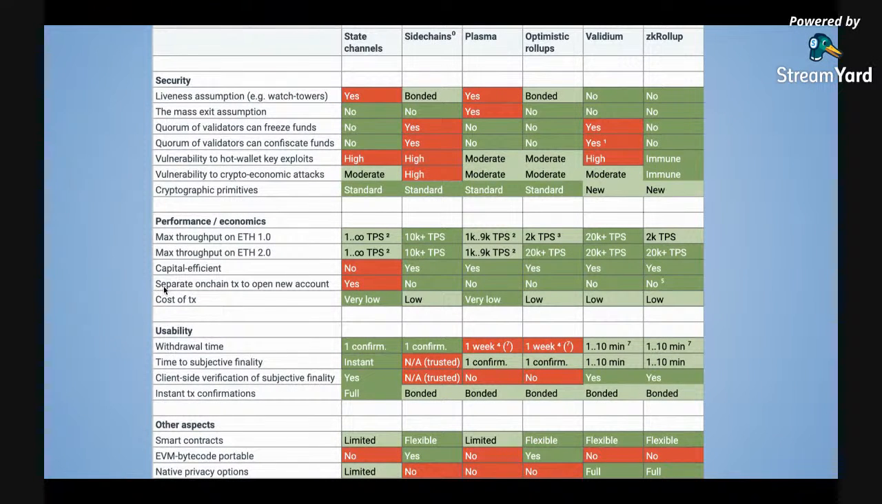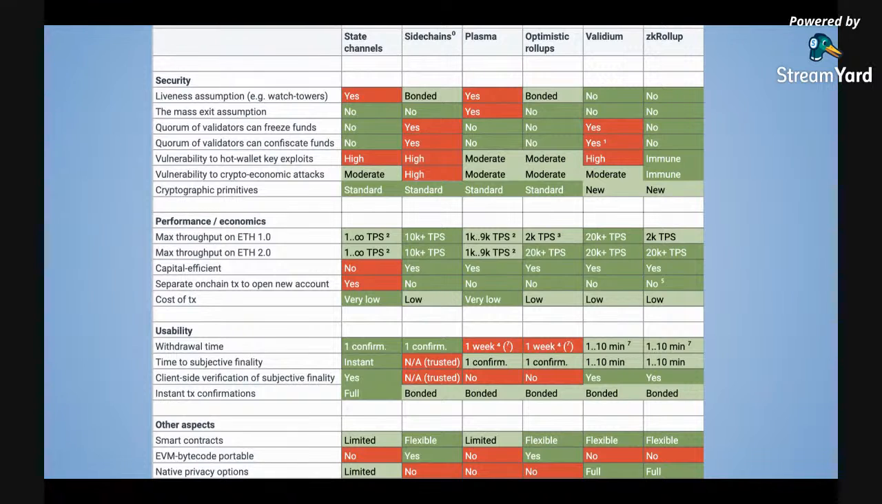A separate on-chain transaction to open a new account. Yes, for state channels. The cost of transactions, although they're all fairly low, it's clear here that state channels and Plasma are more affordable.